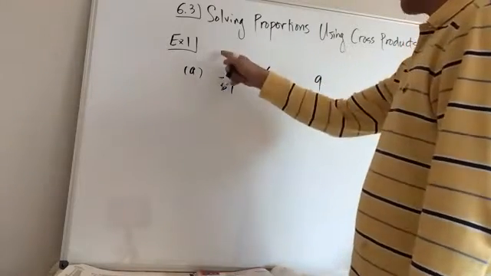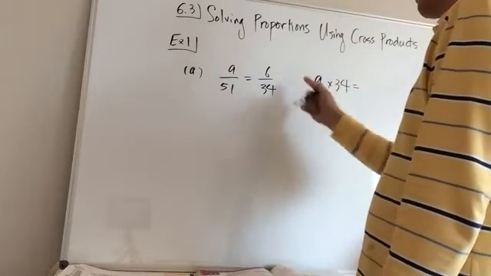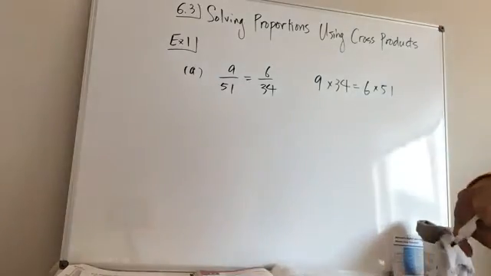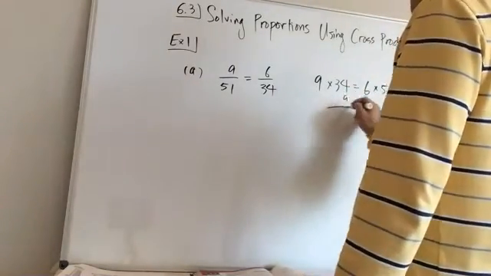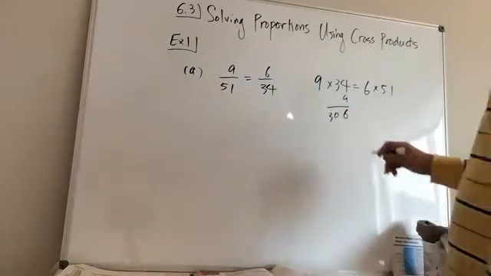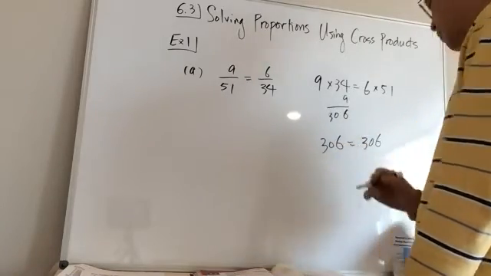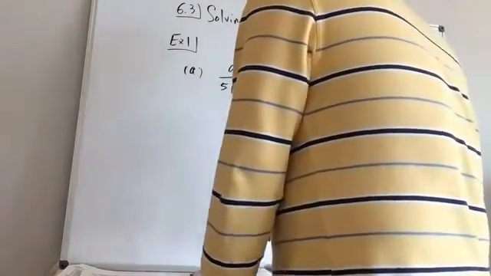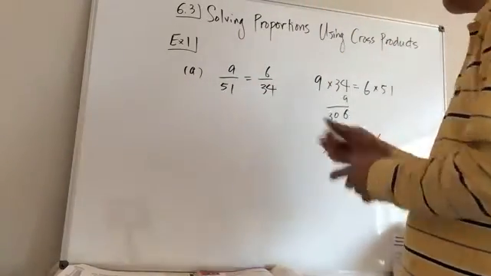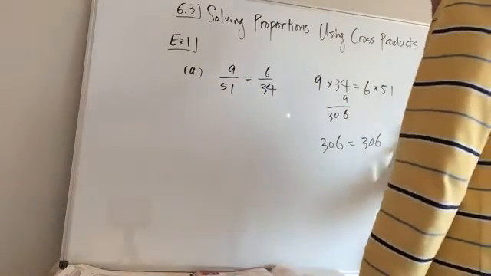So our cross product here is the numerator of one and the denominator of the other. 9 times 34. And over here we have 6 times 51. Okay, so this side, if I multiply 6 by 51, I get 306. And on this side I get 306 also. So yes, indeed, the cross products are the same, so therefore it forms a proportion. Okay, so this one forms a proportion.